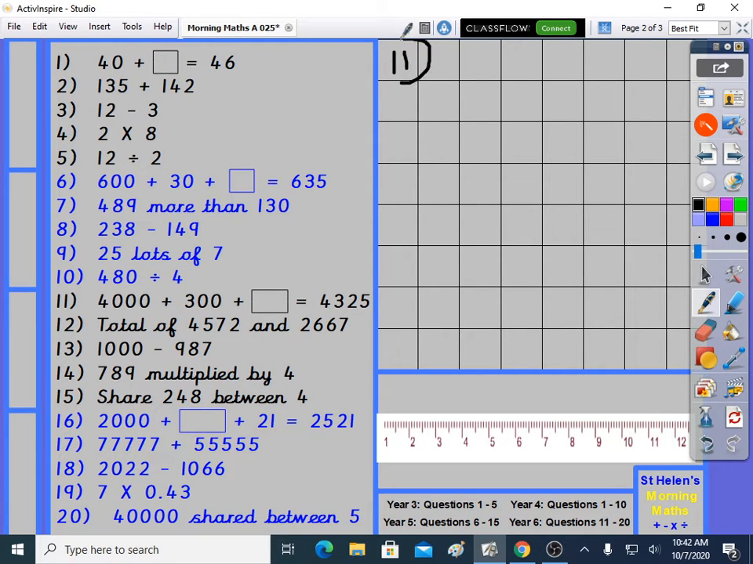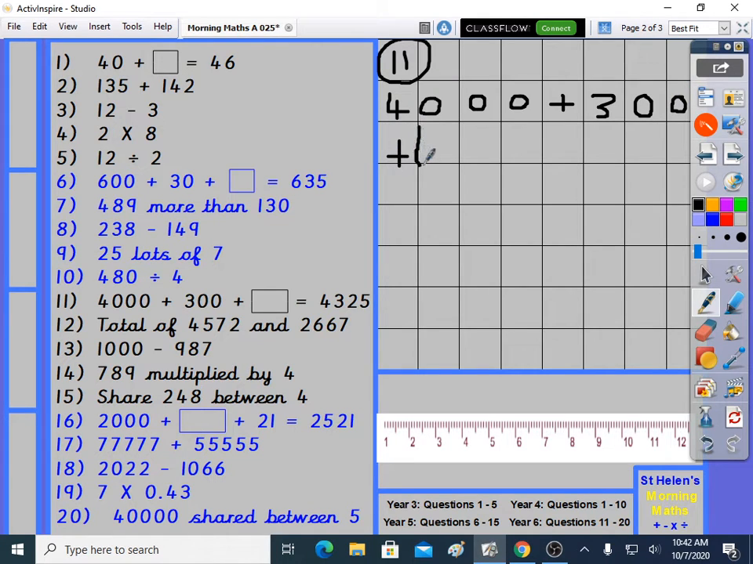Question 11. Oh, 4,000 plus 3,000 plus something equals 4,325. Now you've done a few of these. Oh no, I'm going to write it out. If you've got to write it out, I should write it out as well. So 4,000 plus 300. I was just trying to get out of work there, but that's not right, is it?